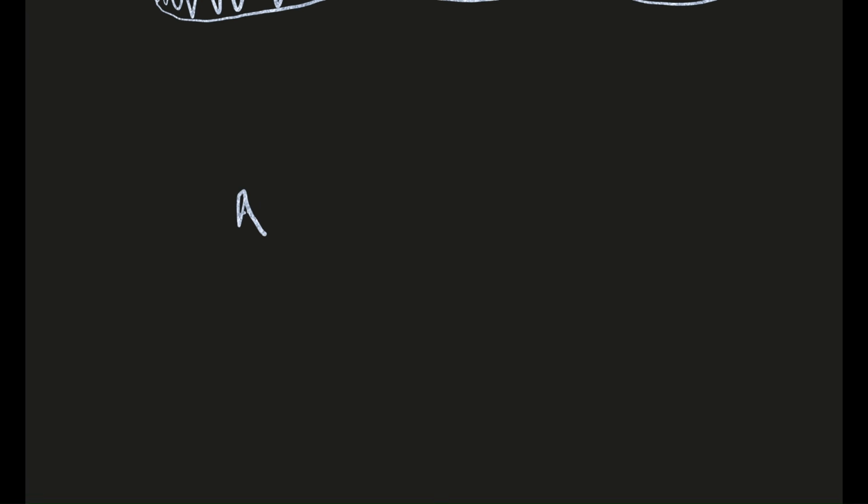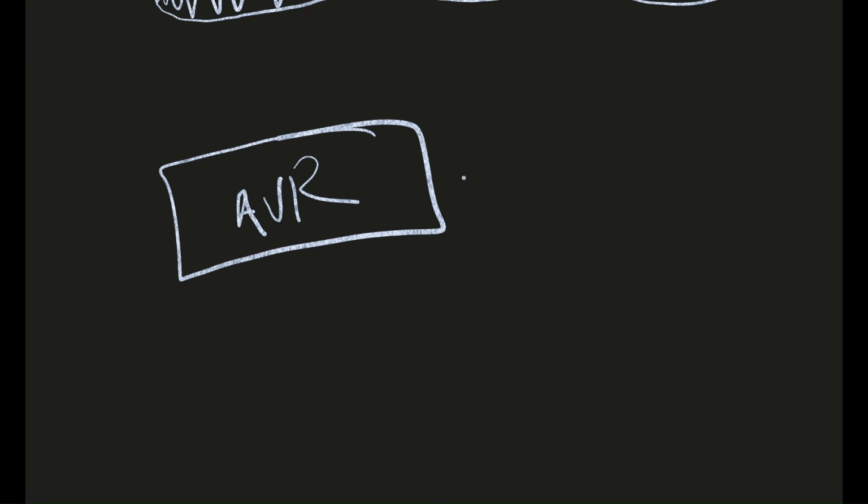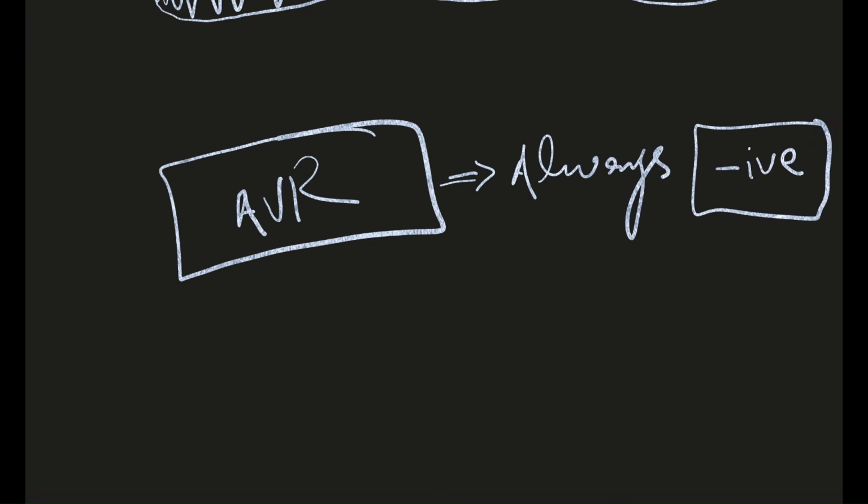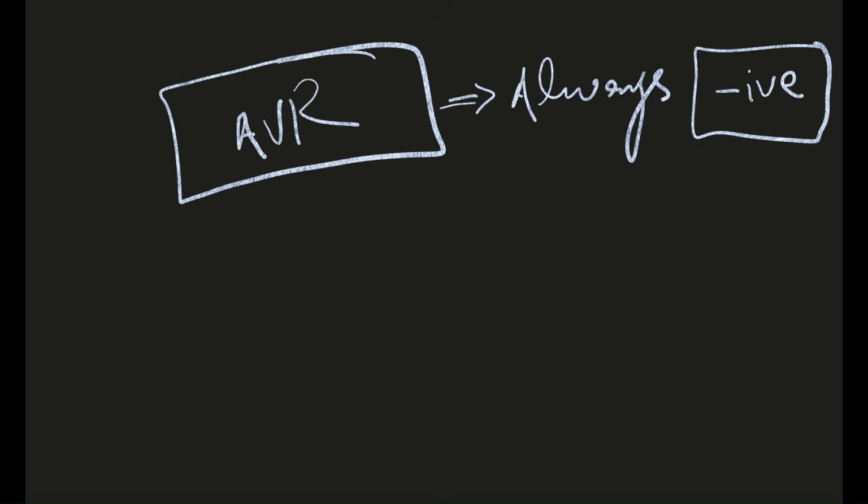I told you about a lead, AVR. That lead is always, always negative. Always negative. I deliberately skipped that point in the basics of ECG because I wanted to tell you over here. It is very much related to what I'm going to tell you next.